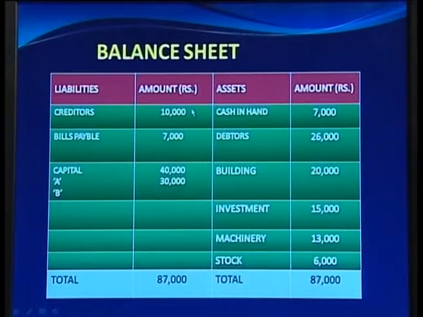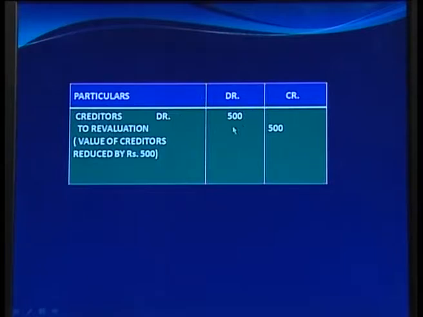So, this is the balance sheet being given and we have analyzed various adjustments which are being given for this balance sheet. Now, there is another entry in relation to creditors. Here creditors are reflected as 10,000 and they are to be reduced by 500. So, creditors account debit to revaluation as the value of creditors is reduced by 500. This is the adjustment which was given in our question. Now, we will prepare the revaluation account with all these adjustments.